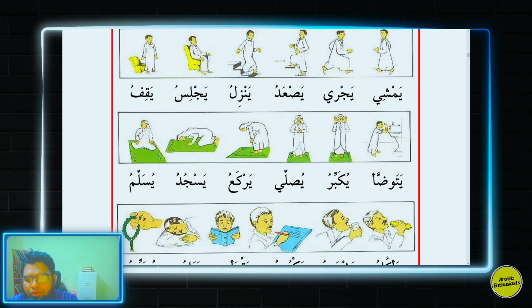But don't worry about all of that. I just gave you an idea. Yatawadda'u, he does wudu. Yukabbiru, he says Allahu Akbar. Yusalli, he prays. He prays salah. Yadhka'u, he does ruku'. He bows down. Yasjudu, he prostrates. Yusallimu, he says salam.